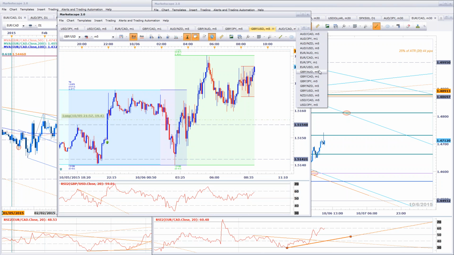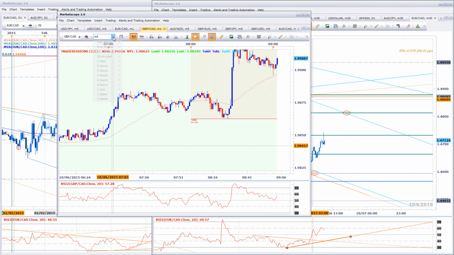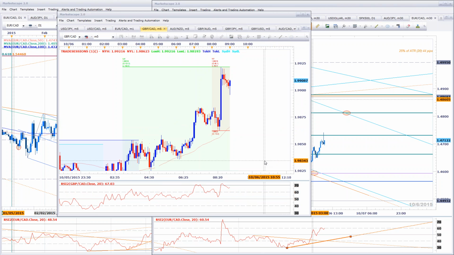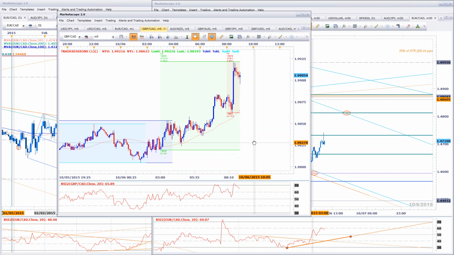Here's what Euro CAD looks like. This is a 1 minute. So pretty constructive momentum signature off the lows in price. A little bit more validity to it with a 3-point touch. So I'm going to stress that one a little bit more. And as price comes into resistance, that's when these triggers become operative.